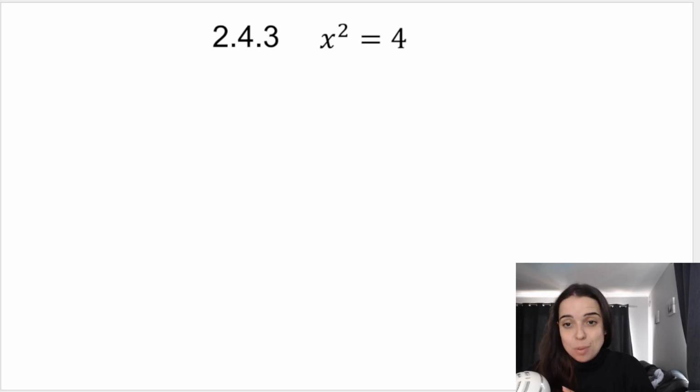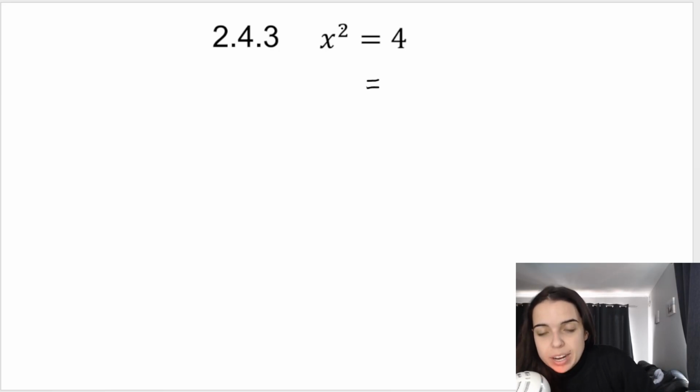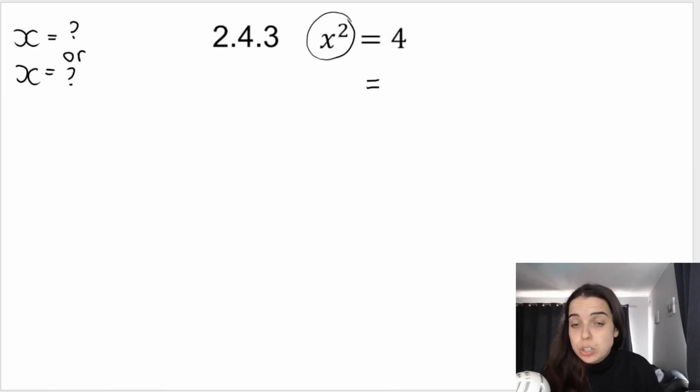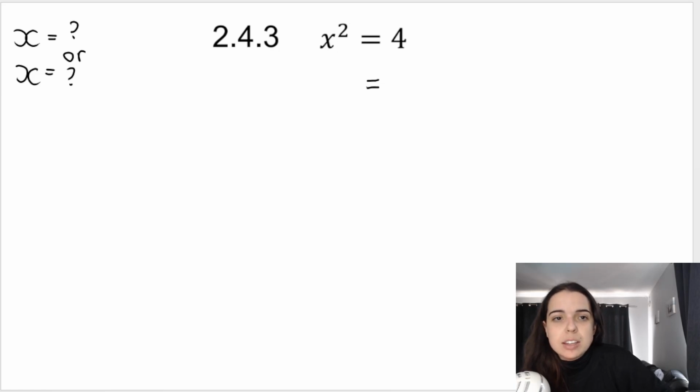2.4.3 can be very simple, and you can get full marks if you know how to do it properly. So we've got x squared equals 4. Now, first of all, as soon as you see x squared, we know that this means that we're going to have two solutions. X equals something or x equals something. Two solutions. Now, in this case, x squared equals 4.